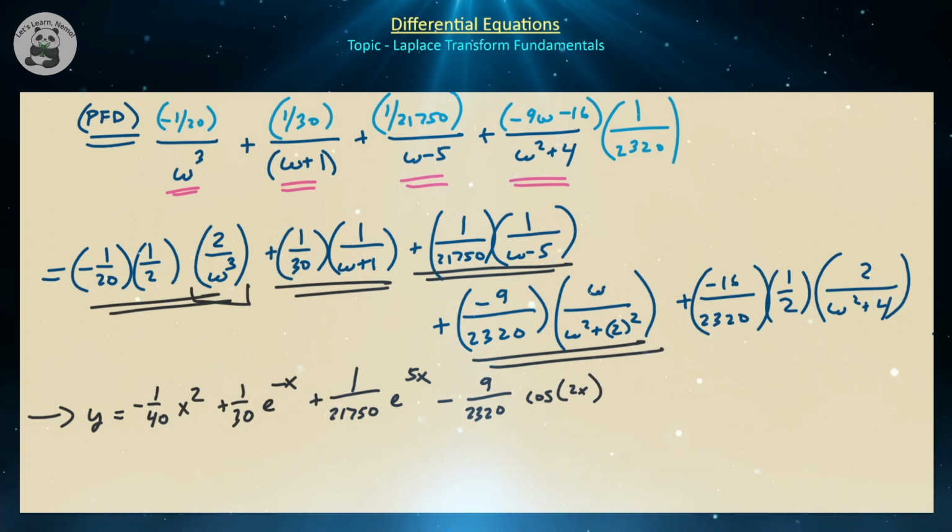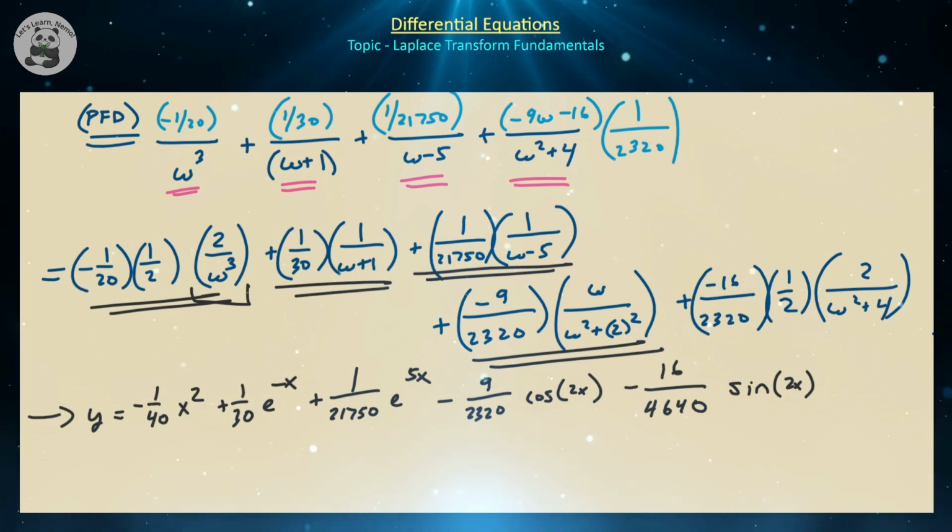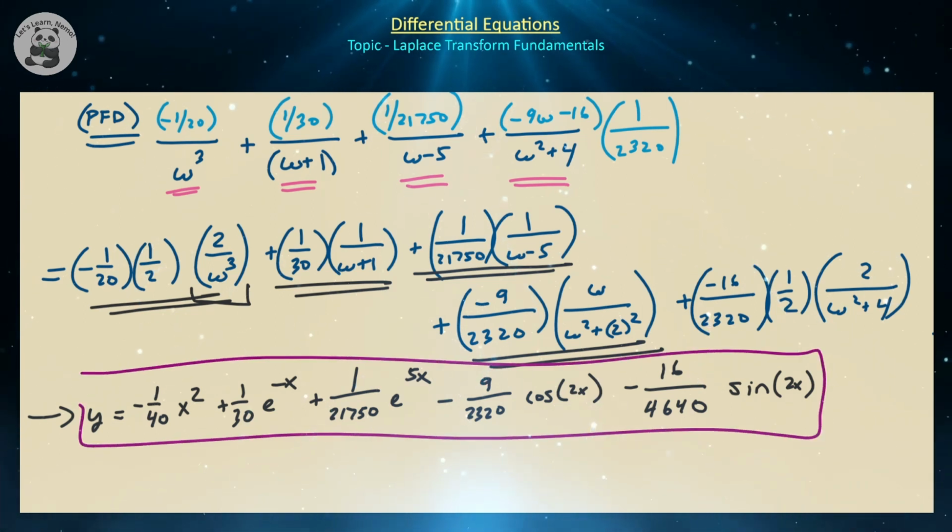And over here, what do we have? We're going to have, let's see, minus 16 over 4,640 times the sine of 2x. And you probably can reduce that 16 over 4640, which I'm not going to get into. And assuming that I didn't make any careless mistakes here, that would be your original function. And if you took the Laplace transform of that thing, you will get the thing that we started with. Obviously very, very difficult algebraically, but not too impossible for us to do.